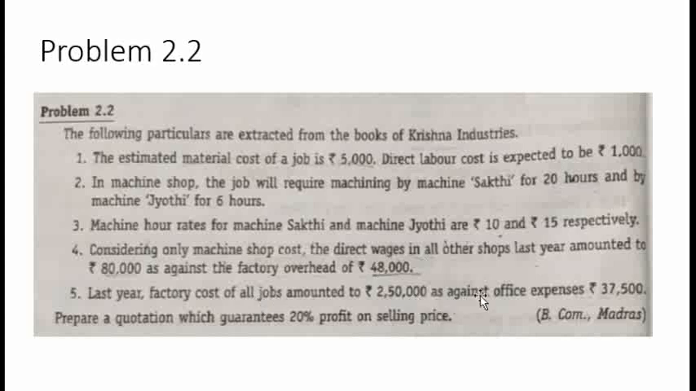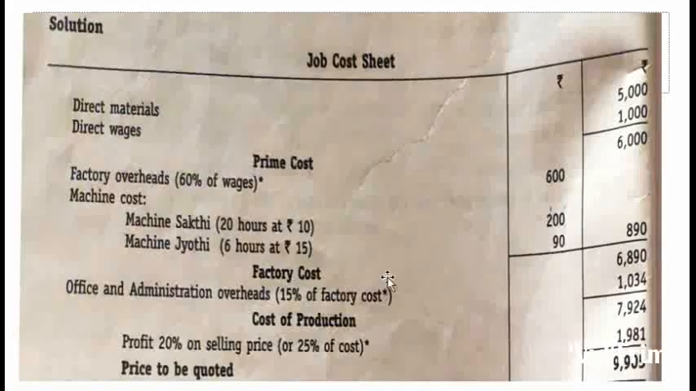amounted to 2,50,000 as against office expense 37,500, for which we have done the working note. So as per the working note calculation, you get 15%. So last year they have taken 15% of factory cost. Last year, what they have stated in the question, it was 2,50,000. Then your office administration is 37,500. So what will be the percentage? The working note states it is 15%. So this year also you will be considering 15% of factory cost.